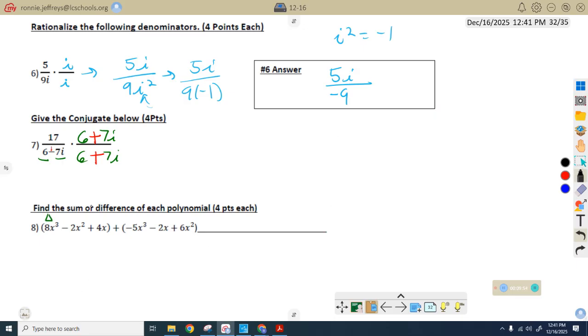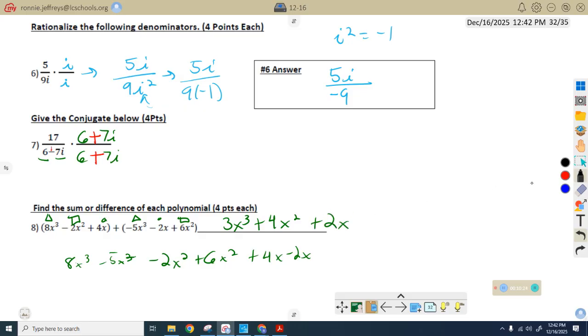All right, so combine like terms. So this is 8x cubed minus 5x cubed, which is 3x cubed. This is negative 2x squared plus 6x squared plus 4x squared, plus 4x minus 2x, which is 2x. Okay. So this is our answer.